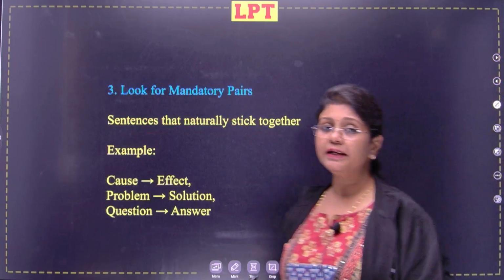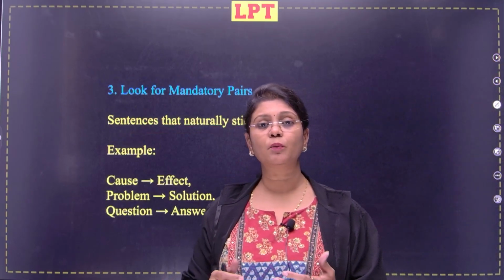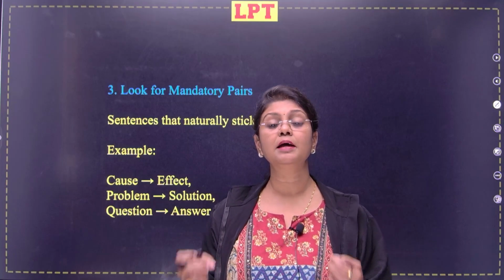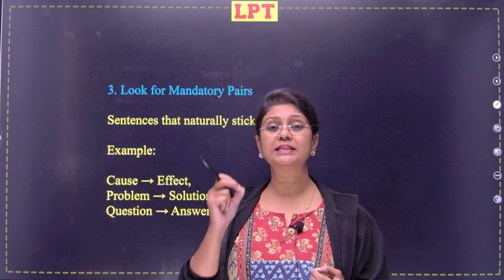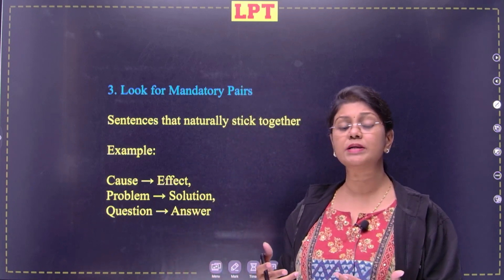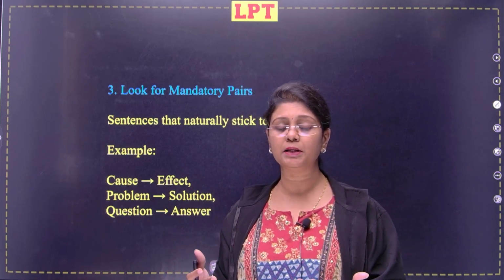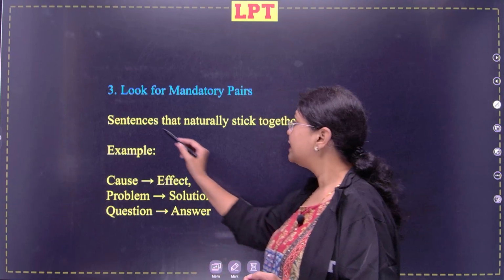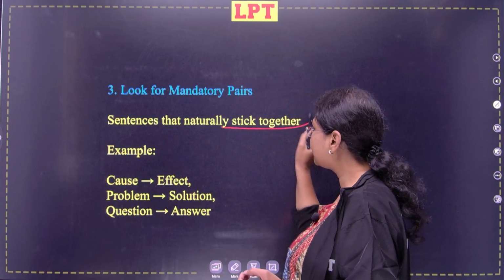Now look for mandatory pairs. When you solve a parajumble question, of course we look for mandatory pairs. What are these mandatory pairs? Mandatory pairs are a set of 2 statements that go together. So when you're solving a parajumble question, remember that if you can figure out the mandatory pair, it will help you to sequence your sentences together. These are sentences that naturally stick together.